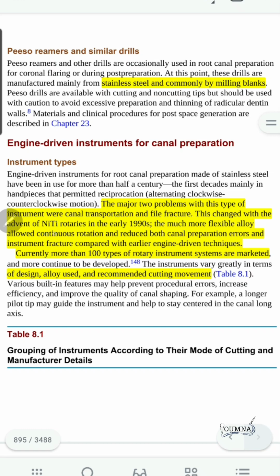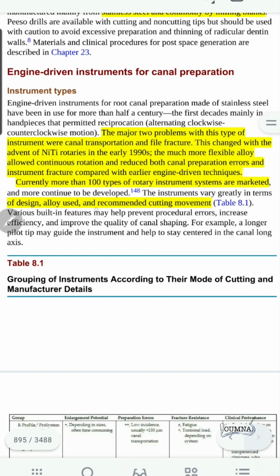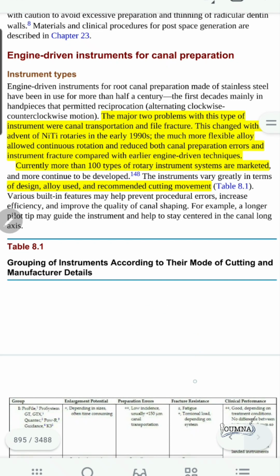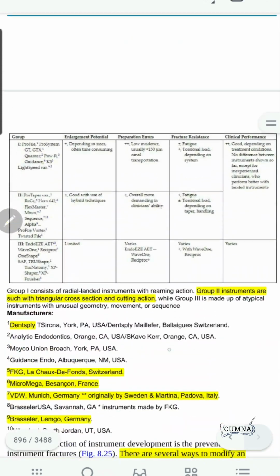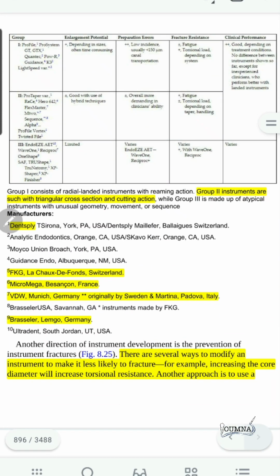So nickel titanium made a revolutionary transformation by decreasing these mistakes in the preparation and the fracture because of its elasticity, and we were able to manage curved canals way better because the rotary file was taking the shape of the canal more efficiently.